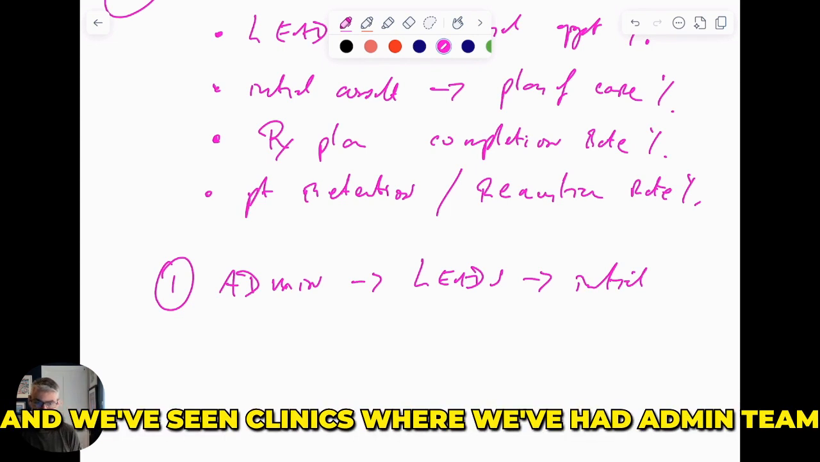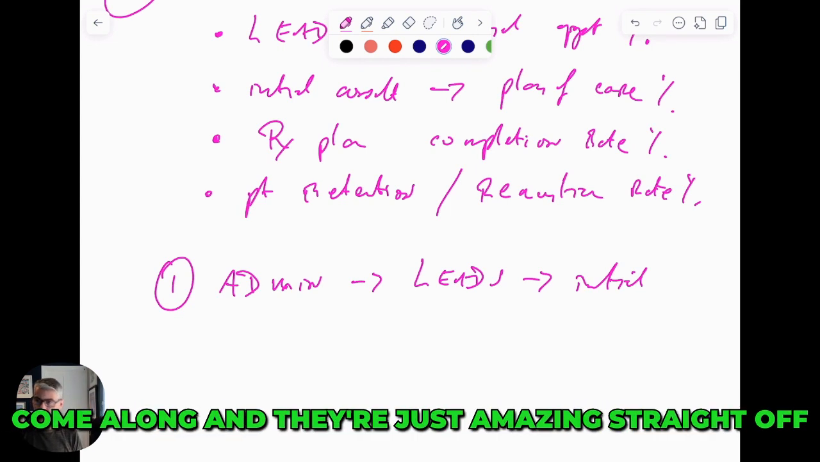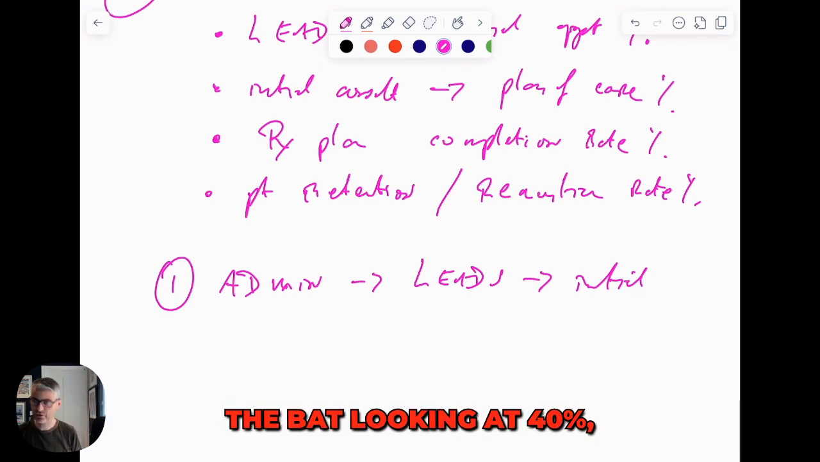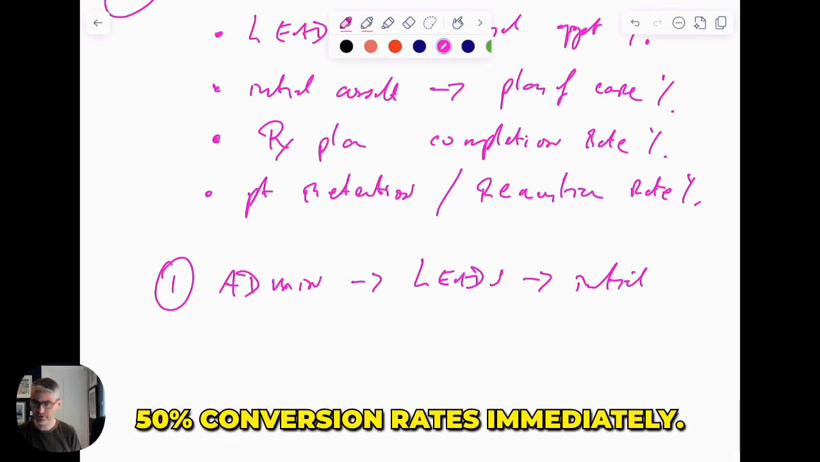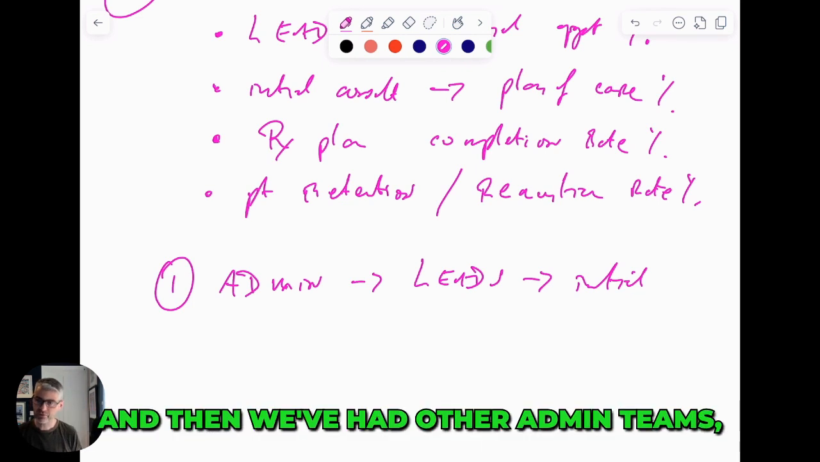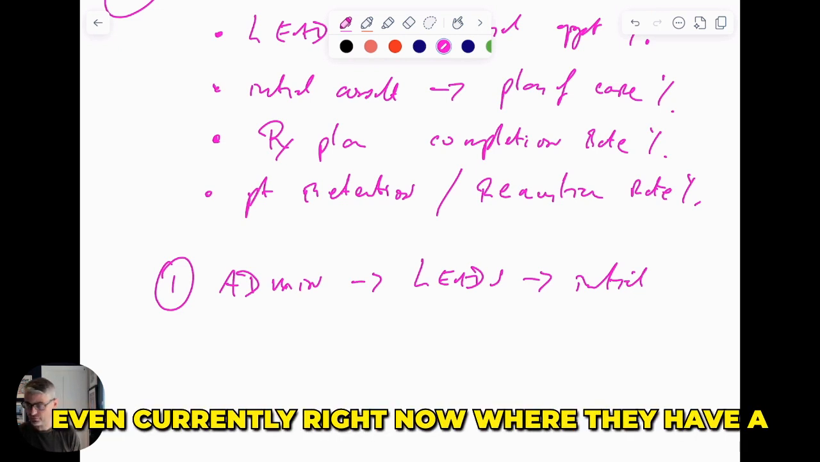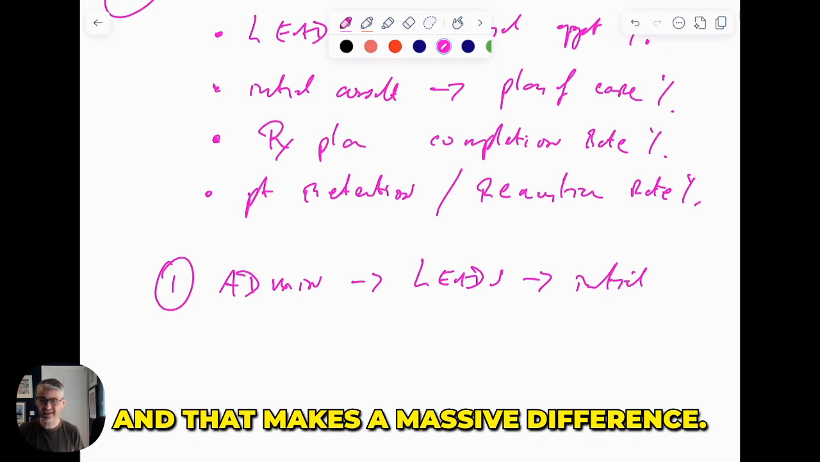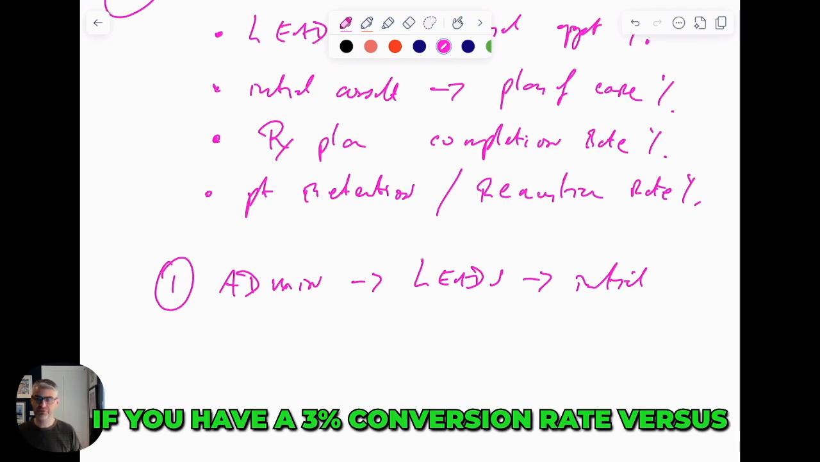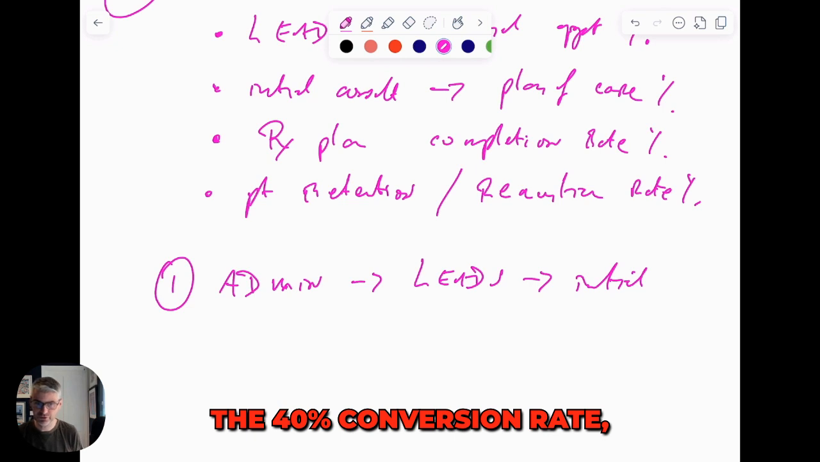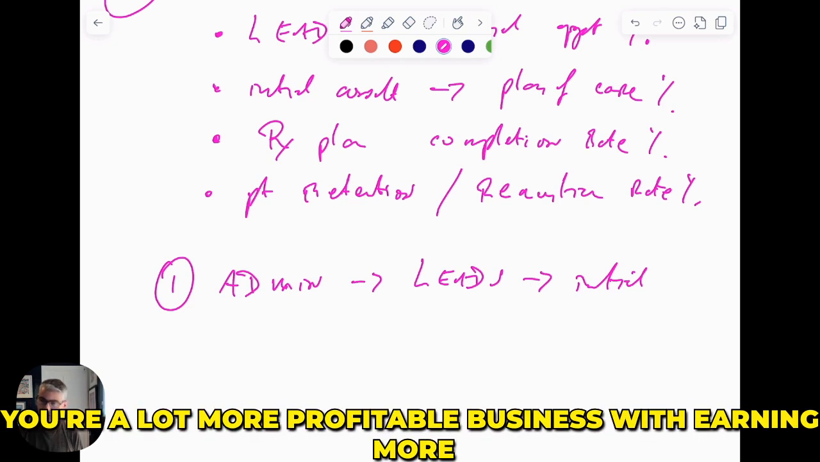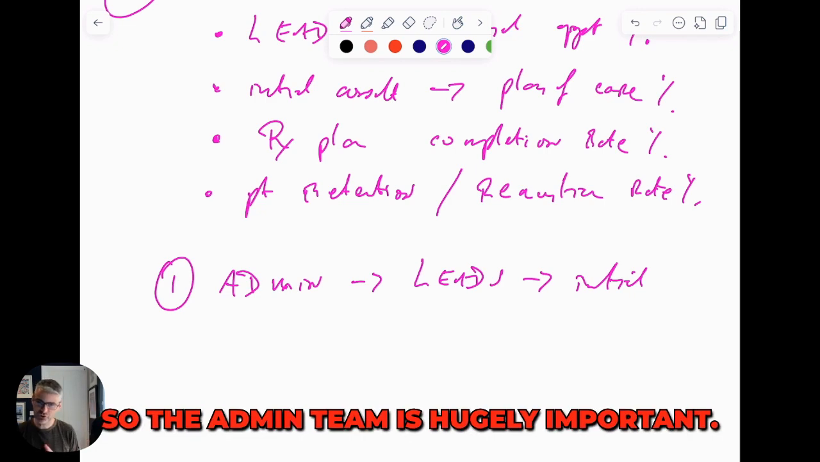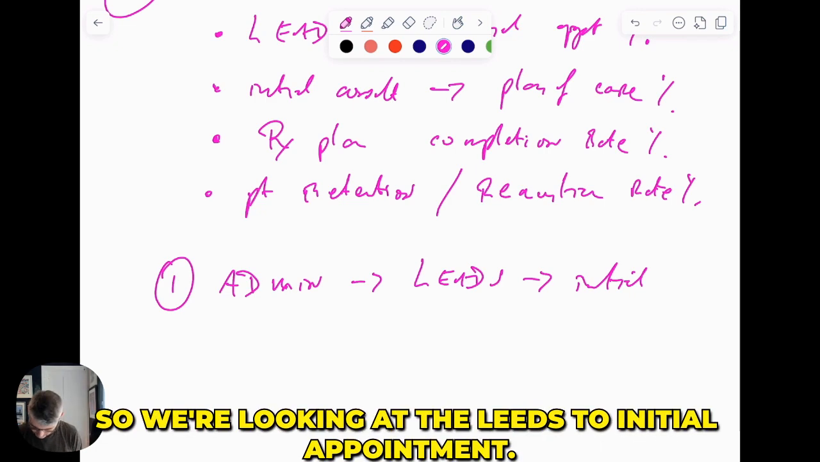And we've seen clinics where we've had an admin team come along and they're just amazing straight off the bat. They're looking at 40%, 50% conversion rates immediately. And then we've had other admin teams, even currently right now, where they have a 4%, a 3% conversion rate. And that makes a massive difference. If you have a 3% conversion rate versus a 40% conversion rate, you're a lot more profitable business without any more wages, etc. So the admin team is hugely important. So we're looking at the leads to initial appointment.